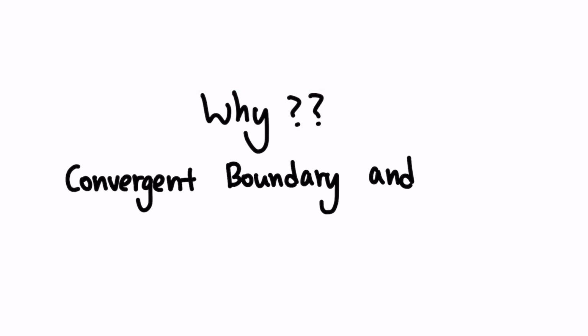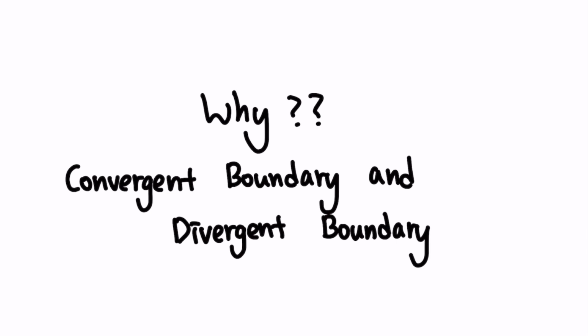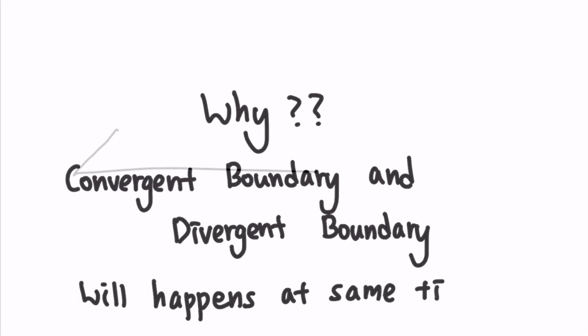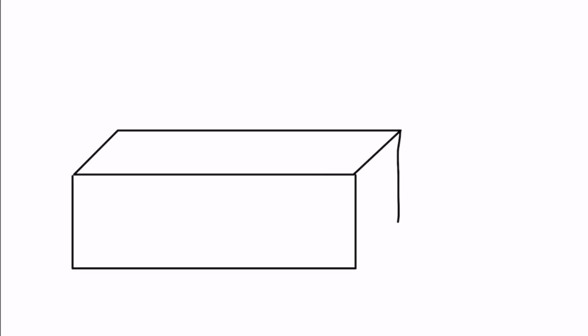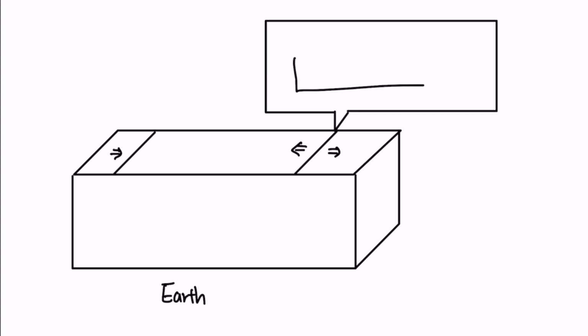Why do the convergent boundary and divergent boundary happen at the same time? While the convergent boundary appears, the divergent boundary will also appear somewhere on the Earth. If the divergent boundary occurs, then new land will be created, and the ordinary plates will move further and further, which means that the area of land will increase.